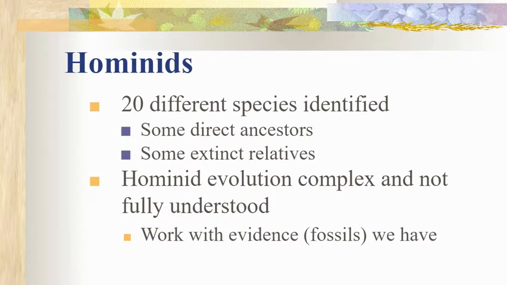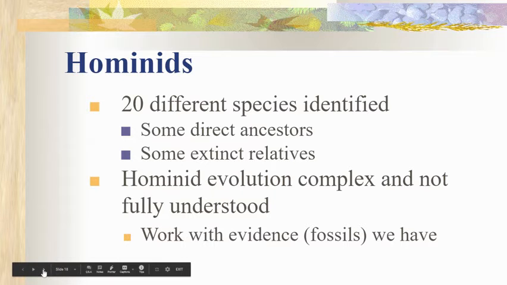In terms of the hominid groups, there have been 20 different species of hominids that have been identified. Some are direct ancestors of us, modern humans, and some are extinct relatives. And it's important to understand that hominid evolution is extremely complex and not fully understood. Scientists are piecing together the information the best they can with the fossil evidence that has been found. And with more and more fossils being found all the time, it is adding to the knowledge base and giving us a better understanding of how this would have occurred.